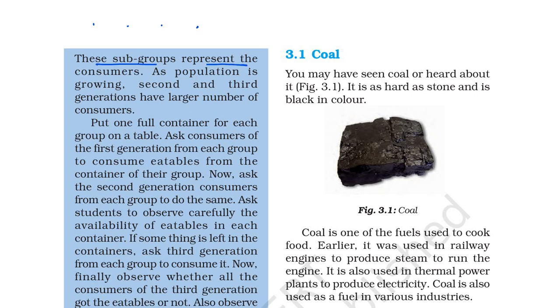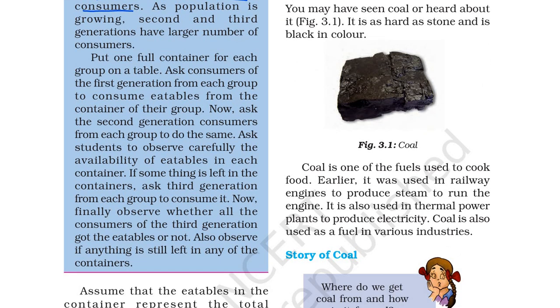These subgroups represent the consumers. Subgroups are part of what? Part of the consumers. As population is growing, second and third generation have larger number of consumers. They are saying as population we know is increasing, second and the third generation have larger number of consumers obviously. So put one full container for each group on a table. Ask consumers of the first generation from each group to consume eatables from the container of their group. What we have to say is, first generation, start consuming whatever eatables you have.